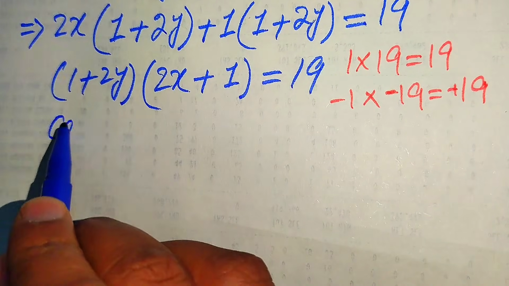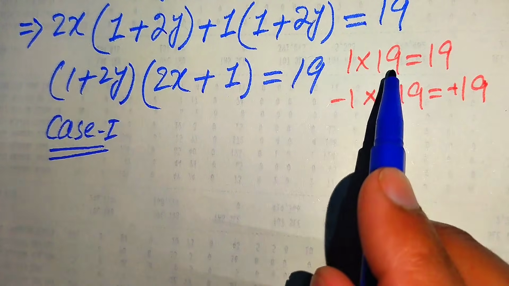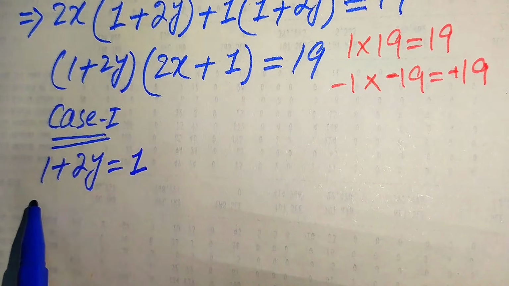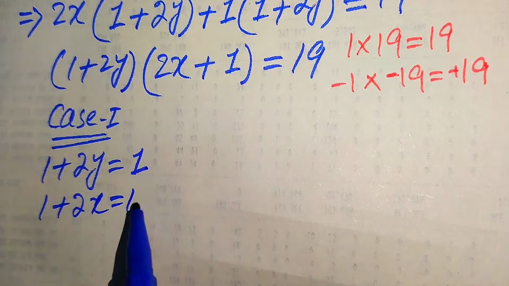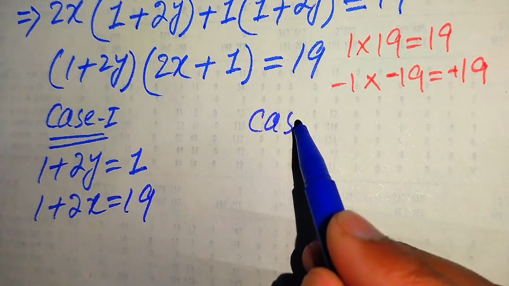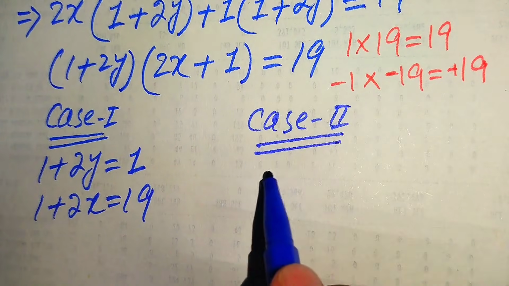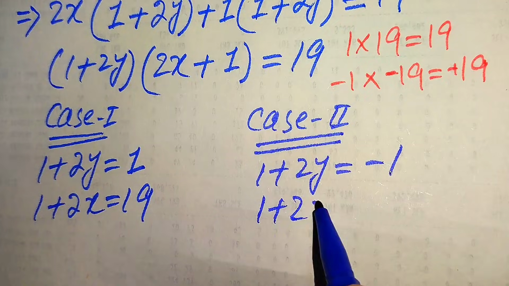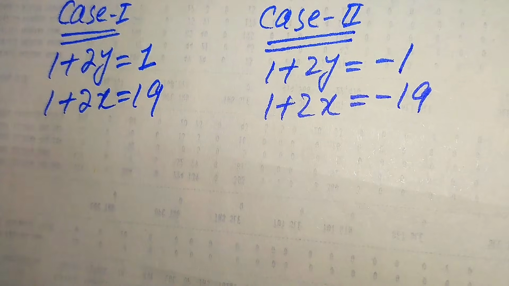We divide this into two cases. In our first case, we compare both of these two factors with 1 and 19. After comparing, we get 1 plus 2y equals 1, and 1 plus 2x equals 19. This is our first case. In the second case, we compare both factors with minus 1 and minus 19, and it becomes 1 plus 2y equals minus 1, and 1 plus 2x equals minus 19.